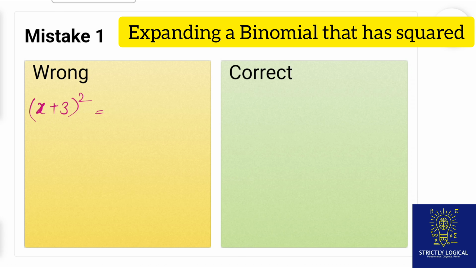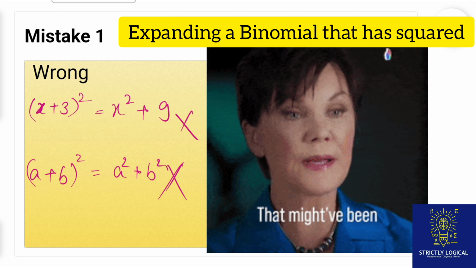Here we have x plus 3 whole square. We have to calculate the square. They just distribute the square to all the terms inside the bracket. So the answer would be x square plus 9. But actually this is wrong. If you take another example of a plus b whole square, the answer could be a square plus b square. No, this is the biggest mistake one can make.